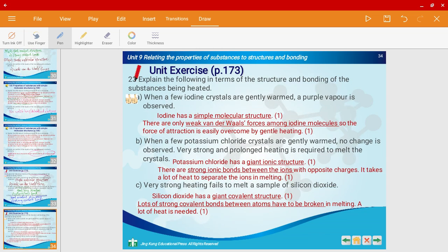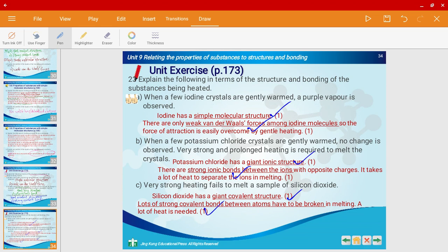Okay, so here are the sample answers. So iodine, as I mentioned, has a simple molecular structure. They only have weak van der Waals forces, so they could be easily overcome by gentle heating. Okay, for question B, as I mentioned, potassium chloride has a giant ionic structure. There is the presence of strong ionic bonds, so it requires a lot of heat. Finally, question C, silicon dioxide has a giant covalent structure. There's the presence of strong covalent bonds.